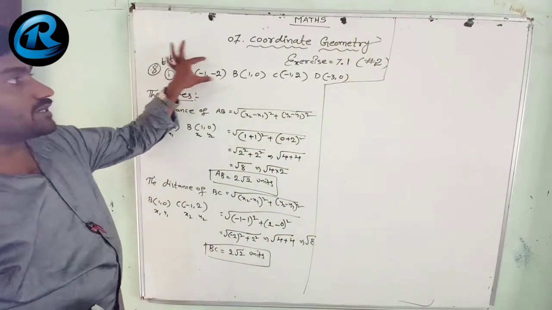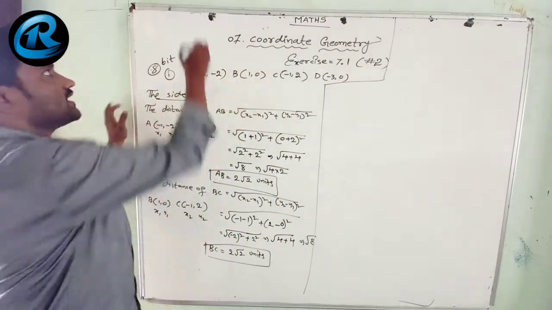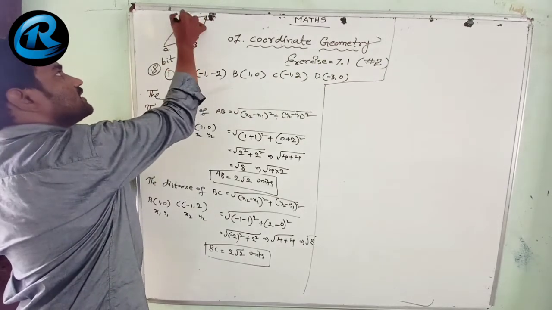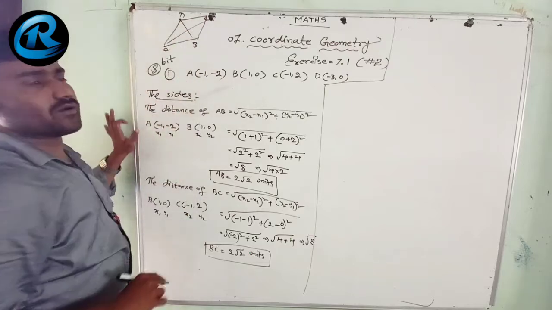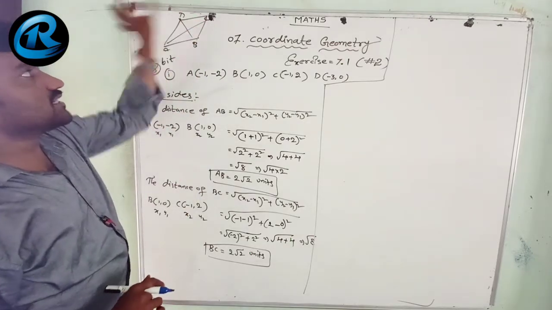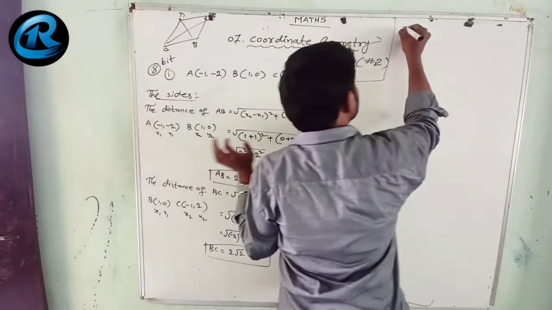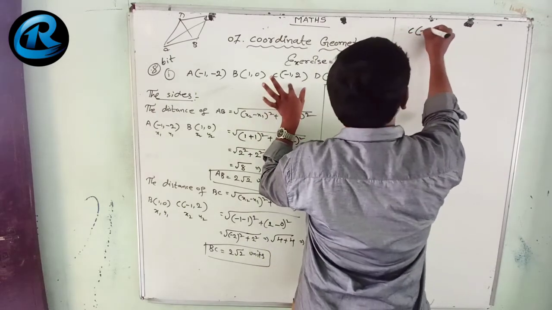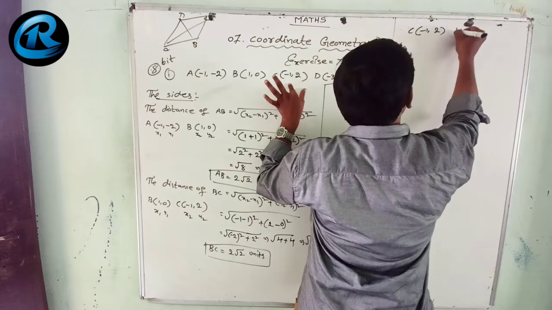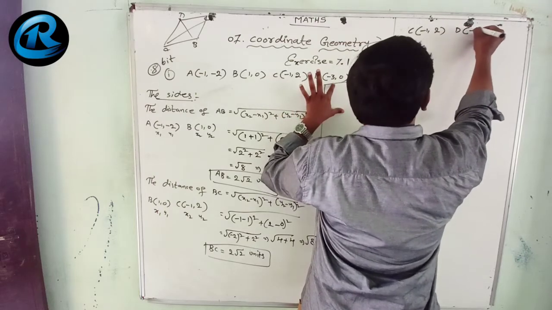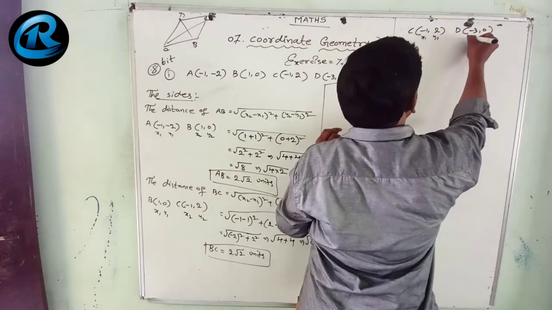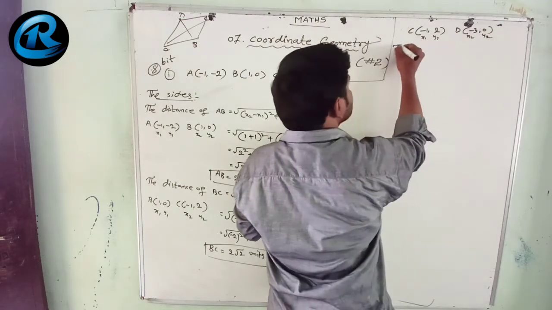Then again, we have to find the distance four more times. AB side is completed, BC side is completed, now CD side. We don't know what kind of quadrilateral it is, with sides AB, BC, CD, AD and diagonals AC and BD. The distance of CD: C point let us take first, that is minus 1 comma minus 2, and D point is minus 3 comma 0. It is x1, y1, x2, y2.